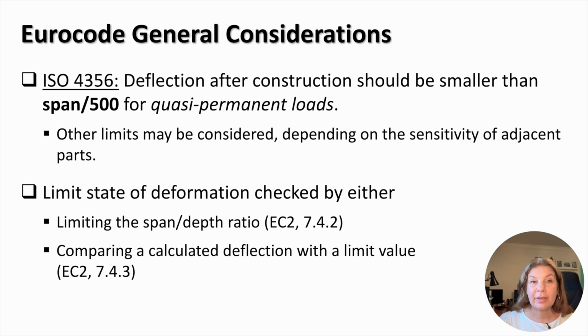ISO 4356 limits the deflection at the construction stage of concrete beams and slabs to span over 500 for quasi-permanent loads. This limit can be amended depending on the sensitivity of adjacent parts. According to Eurocode 2, the limit state design for deformation should be based on either limiting the span-to-depth ratio or comparing a calculated deflection with a limit value.